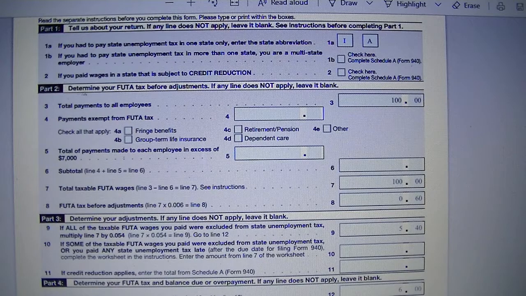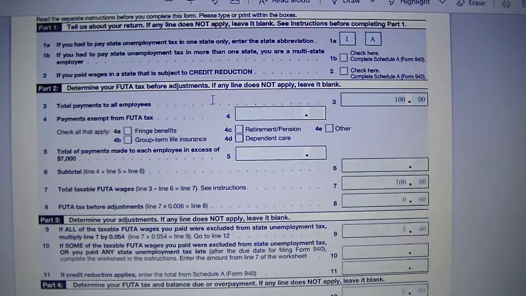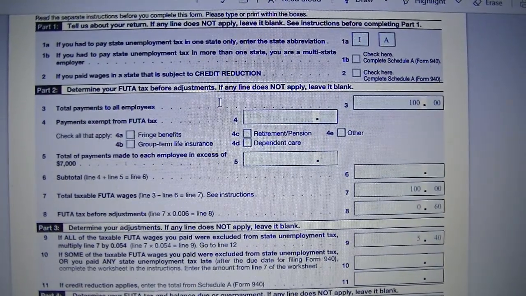So Part 2, determine your FUTA tax before adjustment. And if any line does not apply to you, you just leave it blank. Line 3, total payments to all employees. In our test, it's just one person, the owner of the business, paying 100 in salary. So the total is 100.